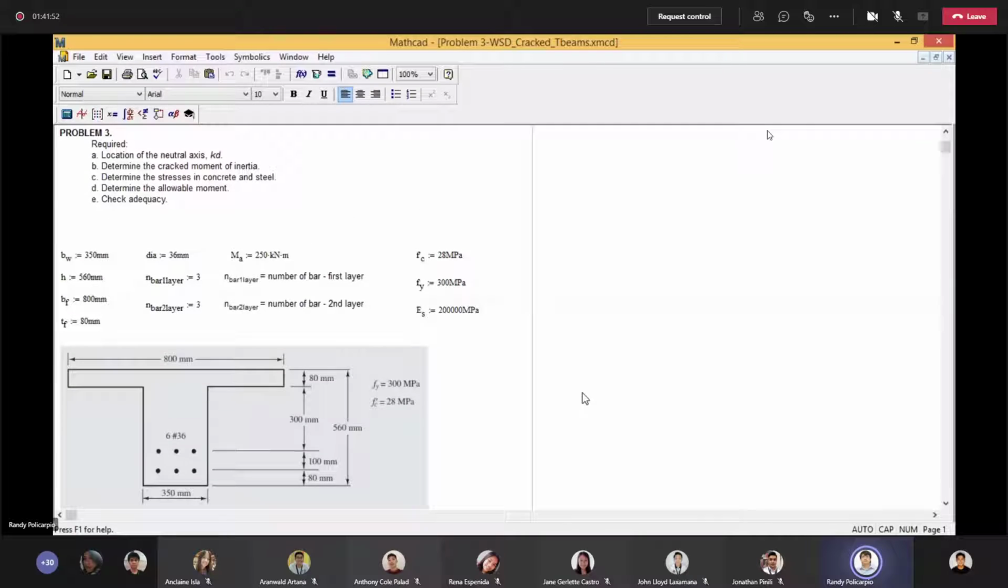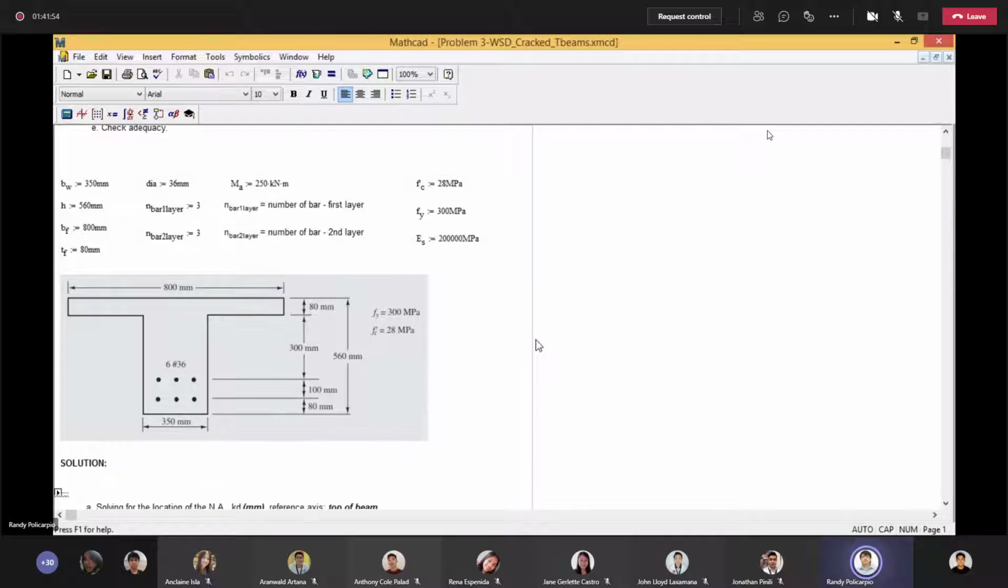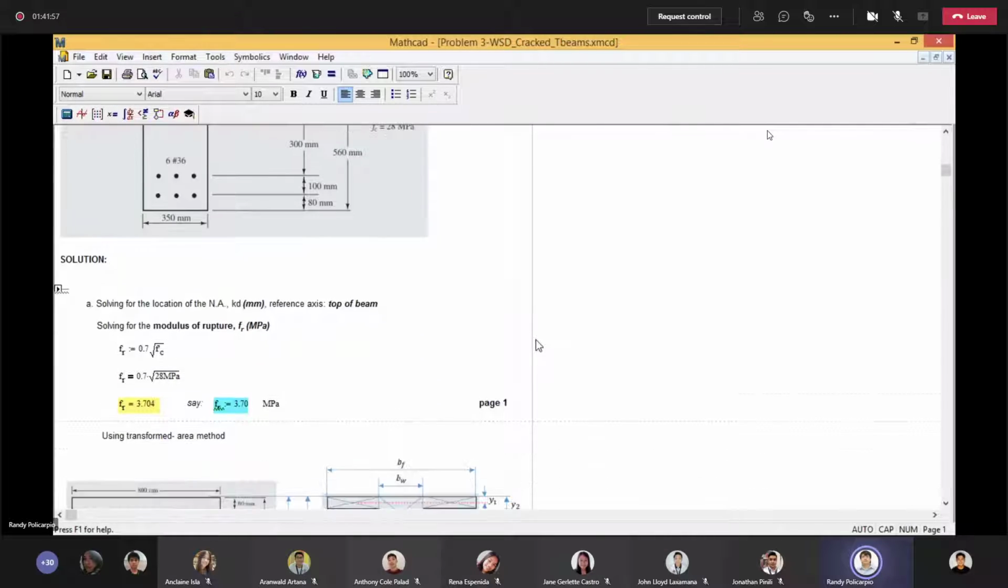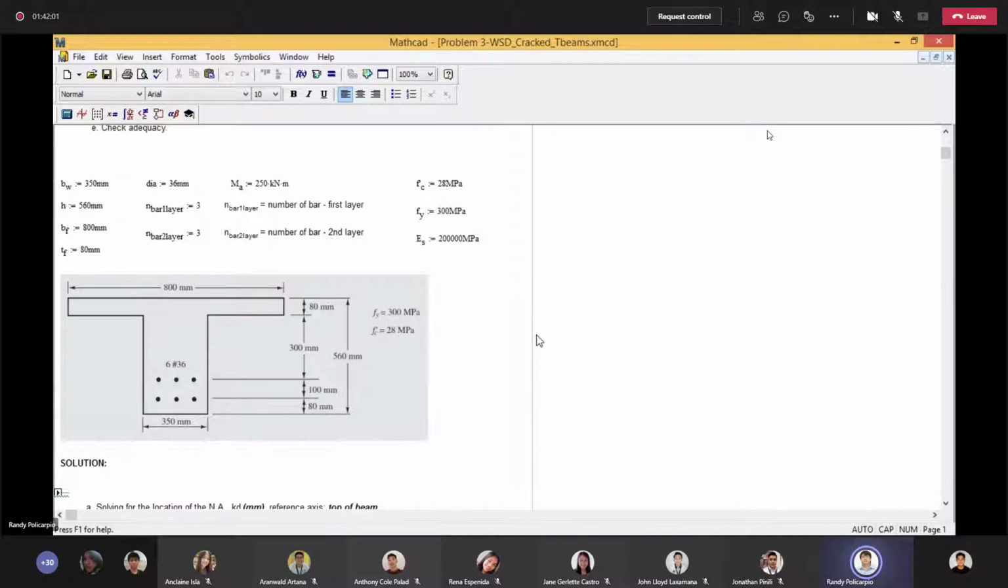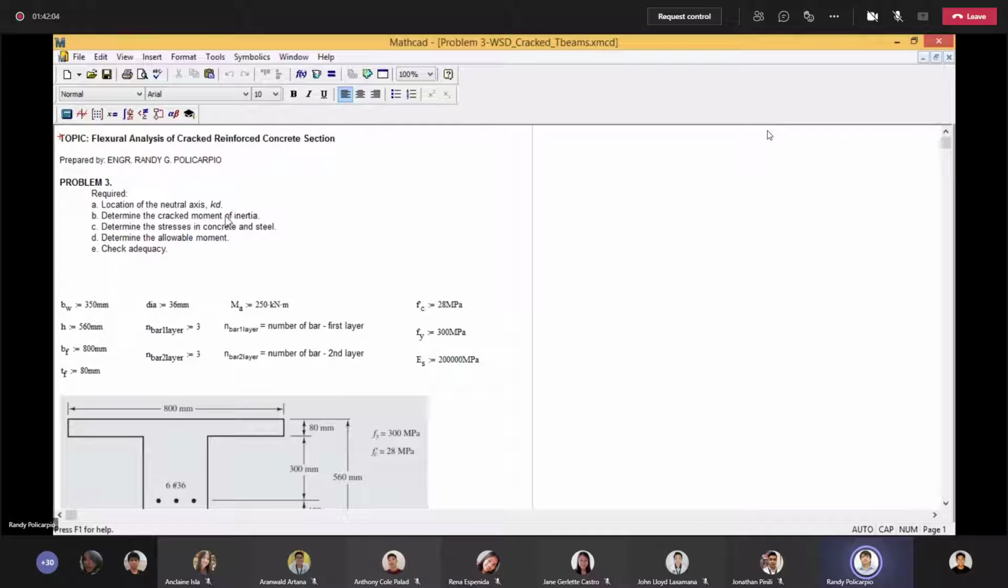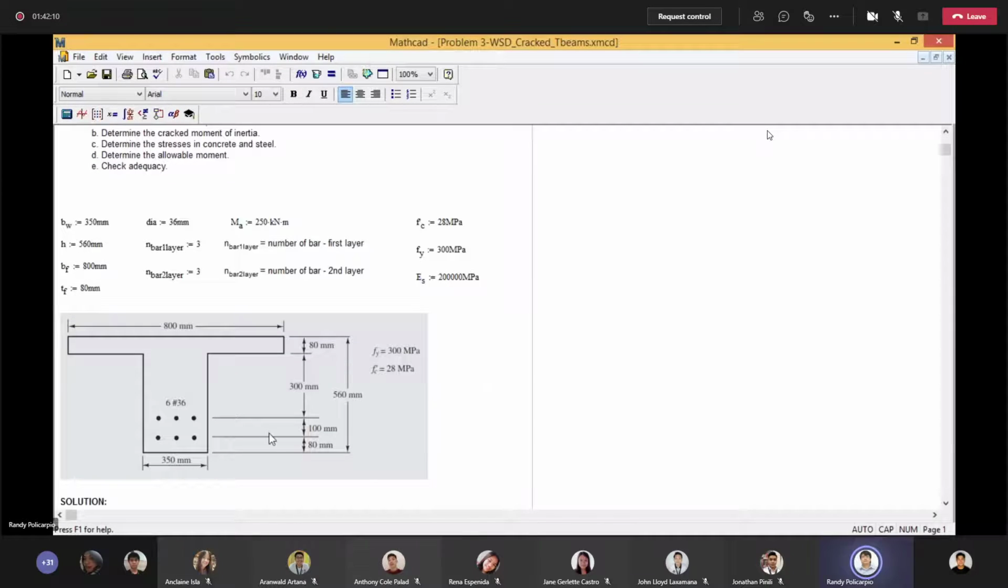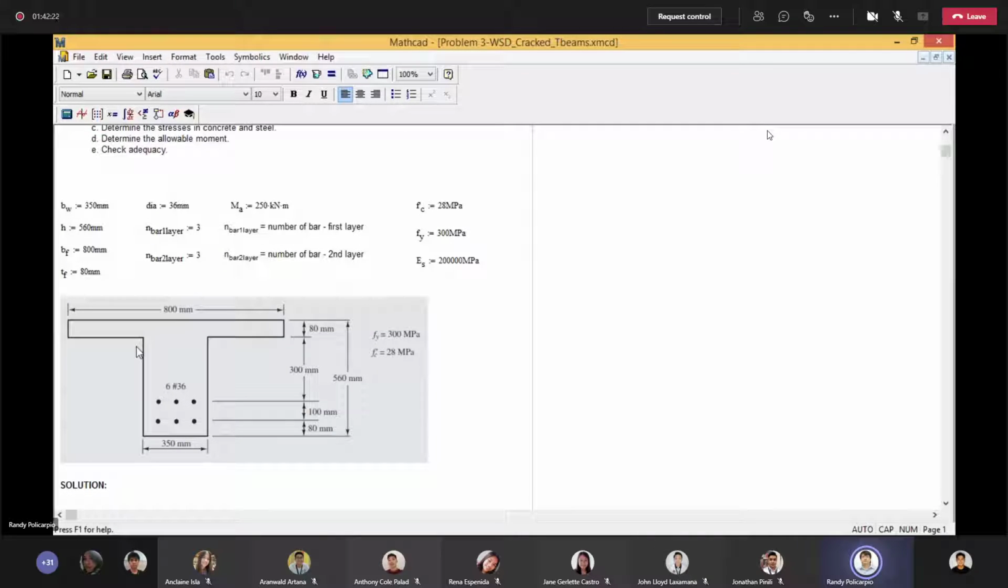So if this is a crack section, assumption is that this is a crack section, no? So walang nakalagay sa problem, but anyway, we will consider it as a crack section. Okay, so ito yung mga bakal niya, anim na number 36 in two layers, no? In two layers yan, ha? Okay, then these are the designations.